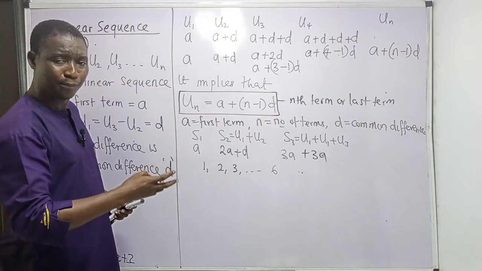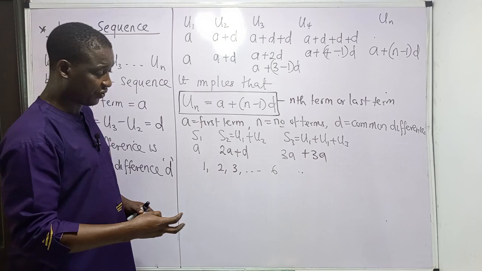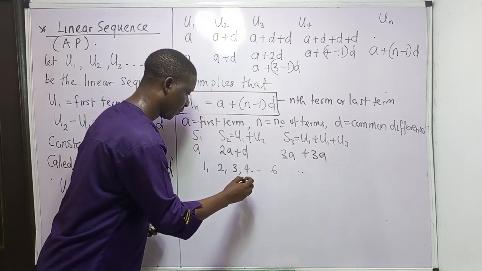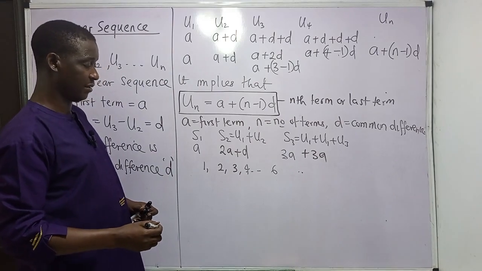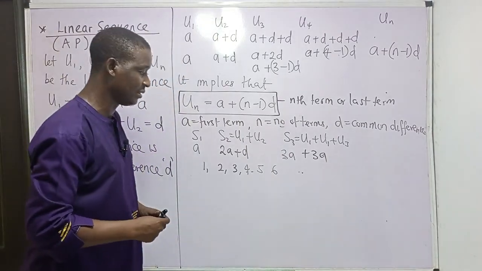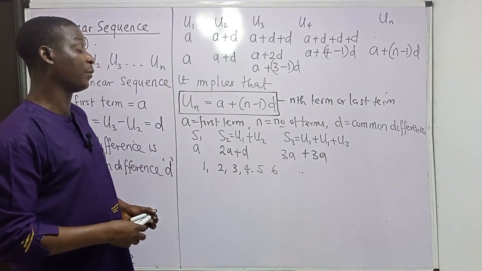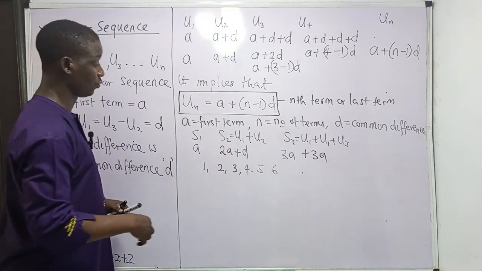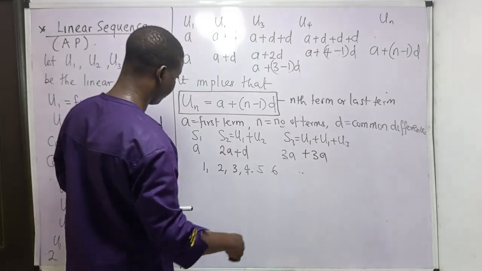Now if you had 1 plus 2, that is 3. Plus 3 is 6. Plus 4 is 10. Plus 5 is 15. Plus 6 is 21. Now you have gotten the sum from 1 to 6.